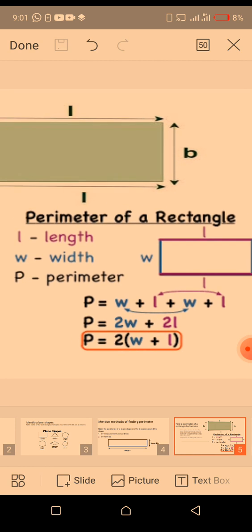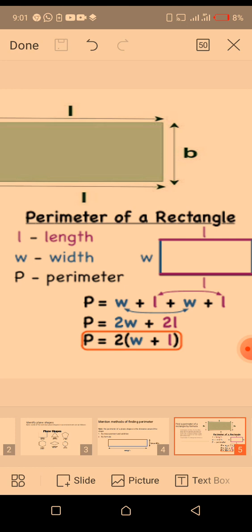Now, in solving perimeter by formula, your P, which is the perimeter, equals, remember we said a rectangle has 4 sides, in which 2 sides, that is the opposite, are equal. Now, P equals W plus L plus W plus L. That is the 4 sides.